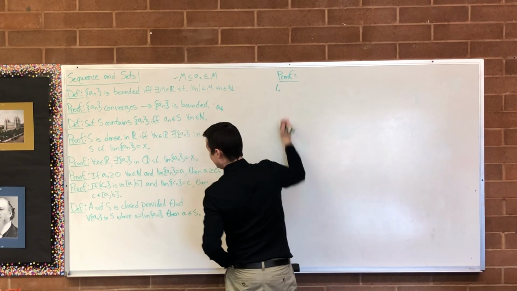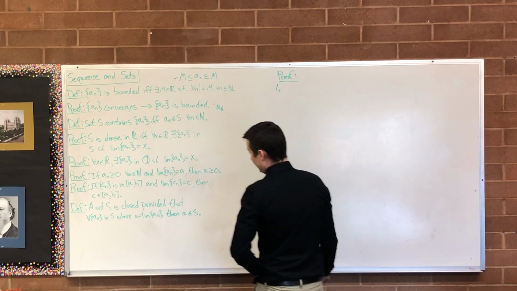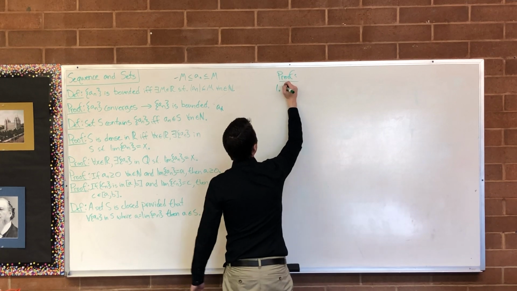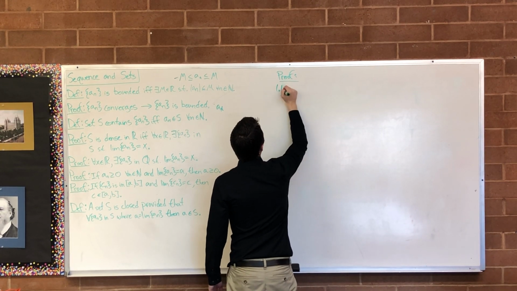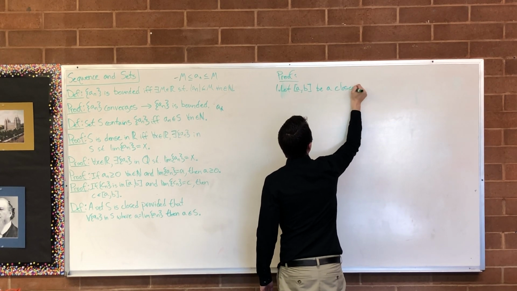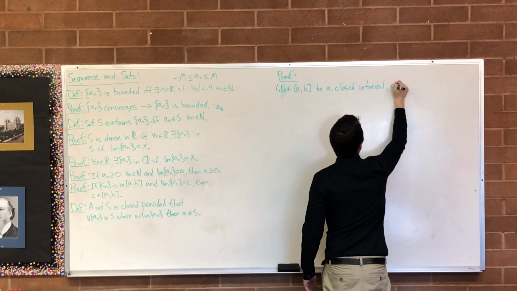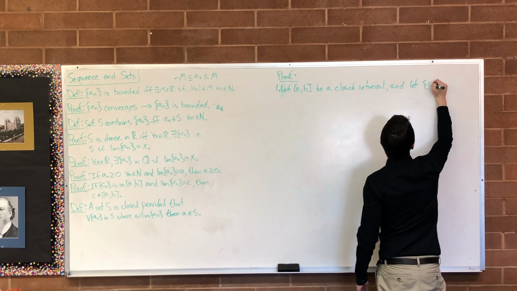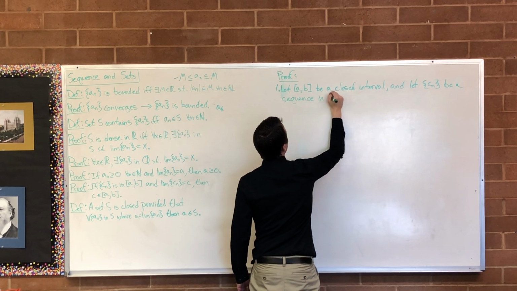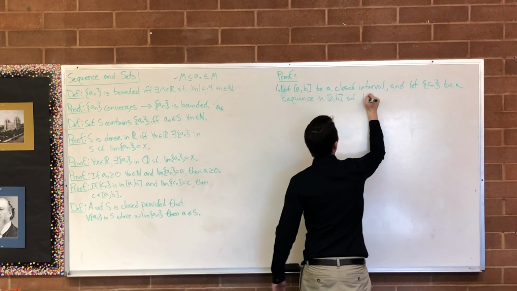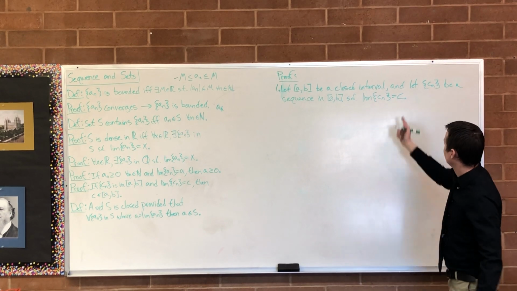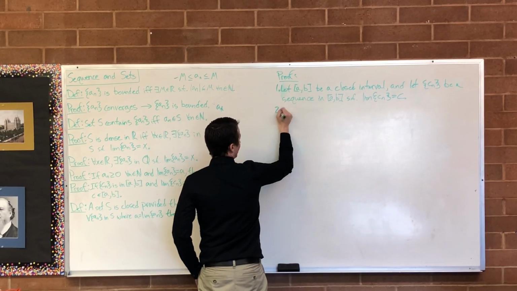So what's my first line going to be? Let AB be a closed interval, and let Cn be a sequence in AB such that the limit of Cn is equal to C, such that it converges to something, call it C. We need to show that C is in the closed interval AB. And if we can show that C is in AB, then we're done, right?